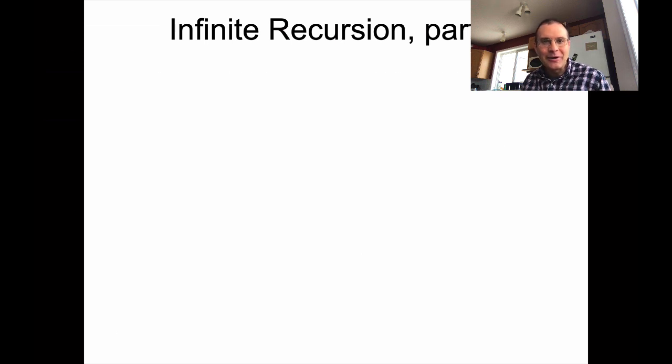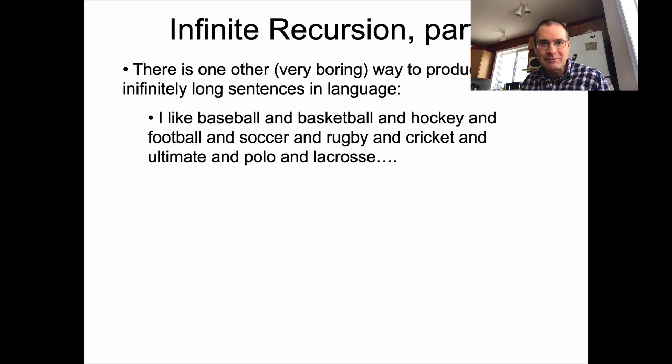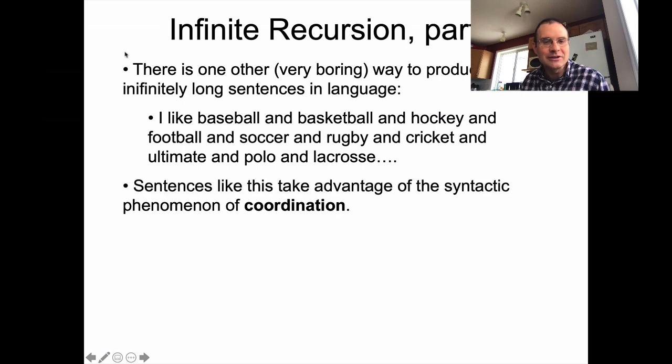Okay, so there's another very boring way that we could produce infinitely long sentences in language. This is probably the least interesting way to do it, but it uses a structure which will be helpful for us to know. So you can say, I like baseball and basketball and hockey and football and soccer and rugby and cricket and ultimate and polo and lacrosse, and so on and so forth, just like a little kid. And this one's pretty easy to see and hopefully easy to understand as well. You're just adding and something else to it as you go.